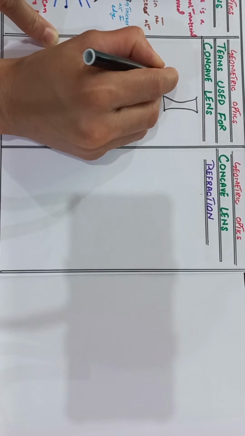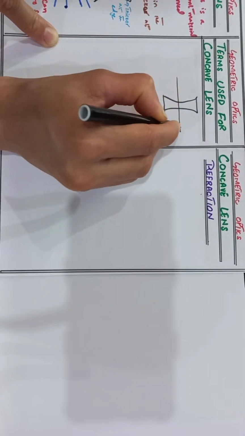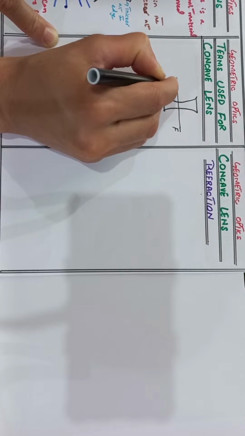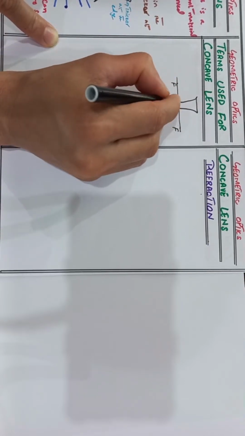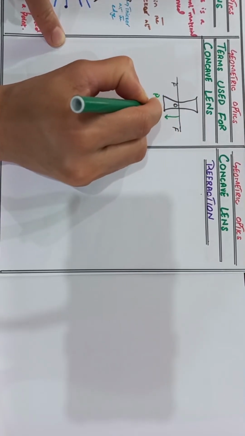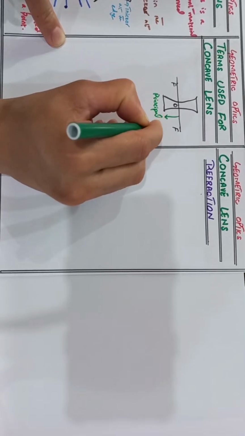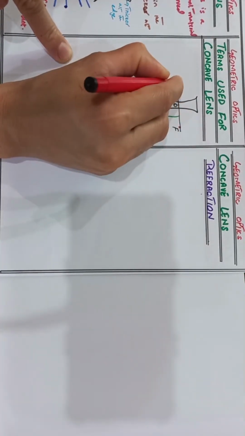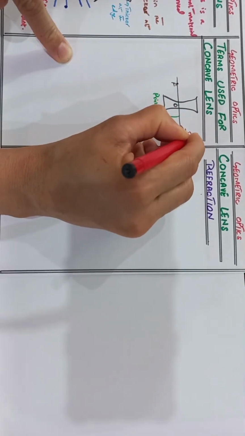The line that is passing through the focus of the concave lens and center of the concave lens, this is the principal axis. So here we write that this is the principal axis, and this point is the focus.